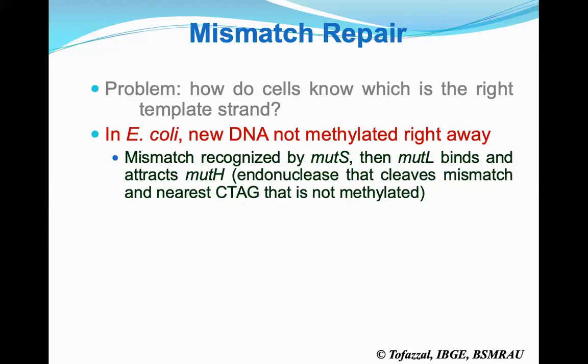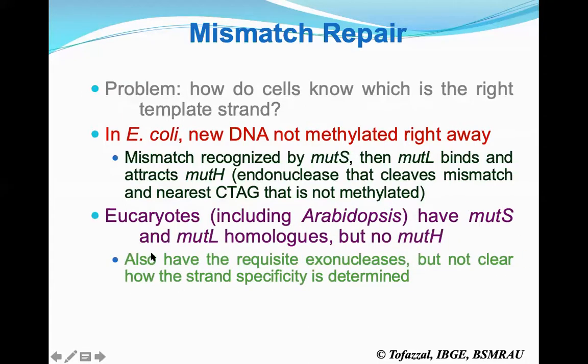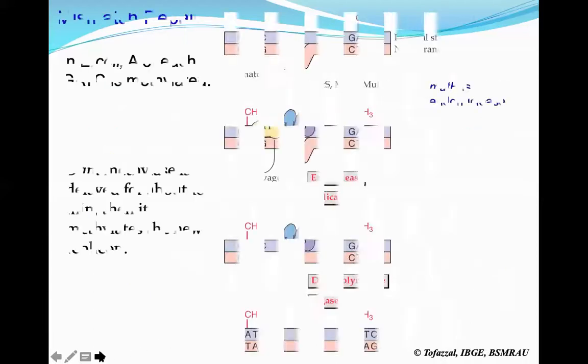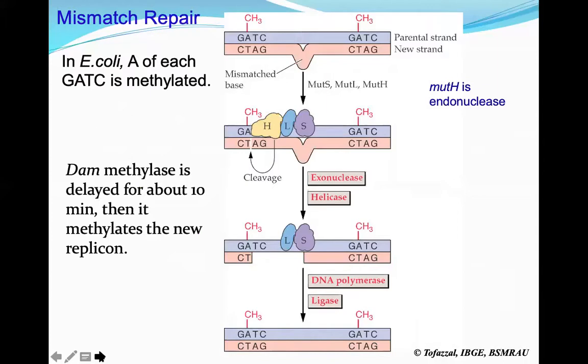If methylation has taken place, then MutS, MutL, and MutH detect it, cleave it, cut, and remove the wrongly methylated part. That means epigenetic level changes. Eukaryotes, including Arabidopsis, the model plant, have MutS and MutL homologs, but no MutH in the case of plants. They also have the requisite endonucleases, but it is not clear how the strand is specifically determined. So this is mismatch repair.